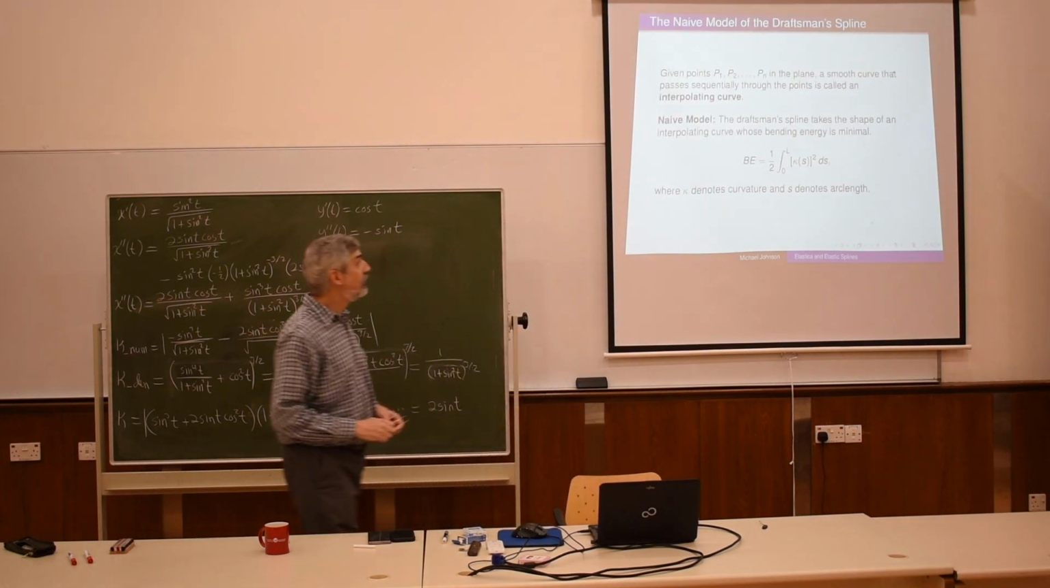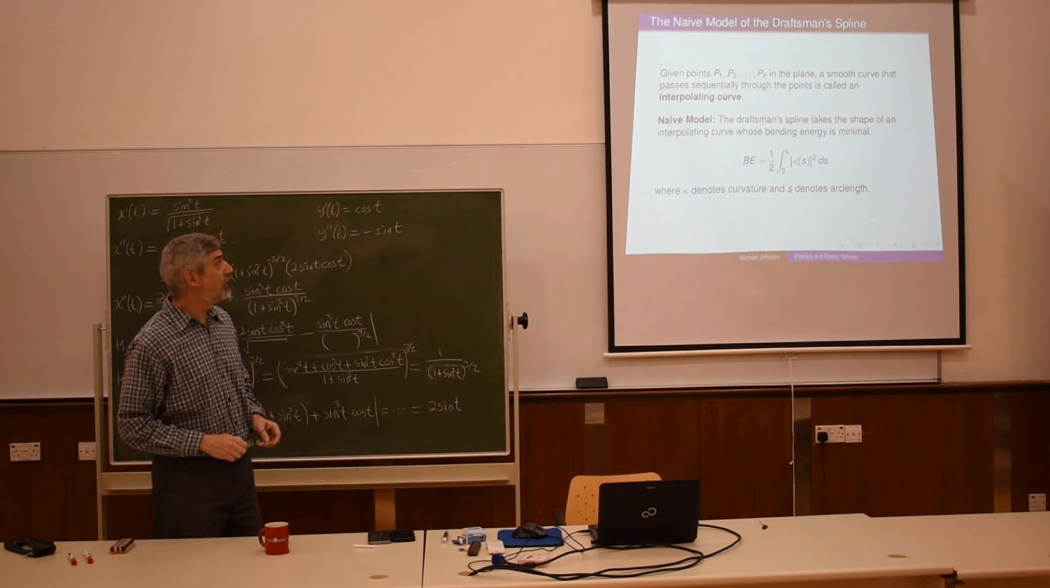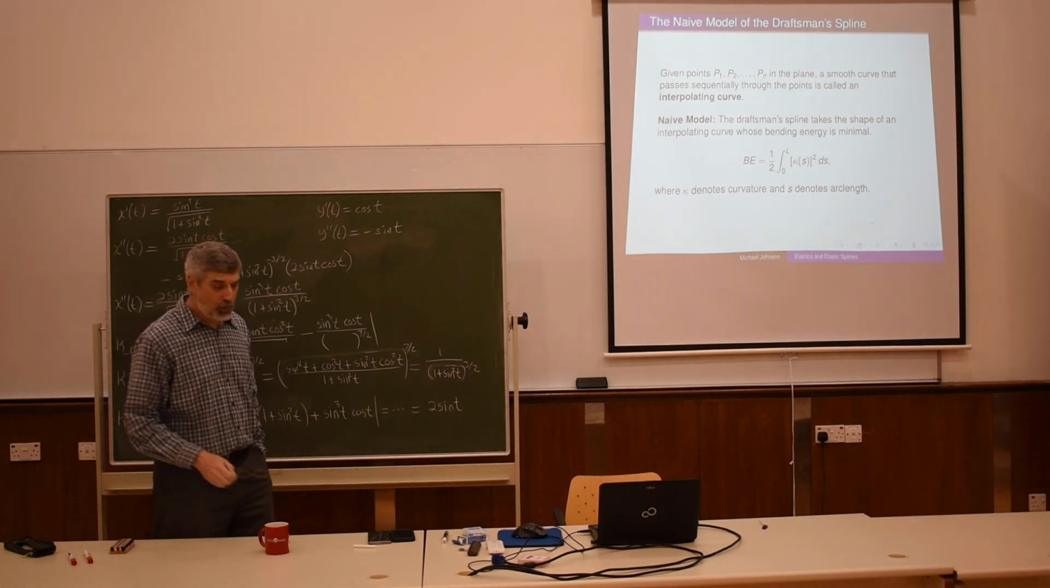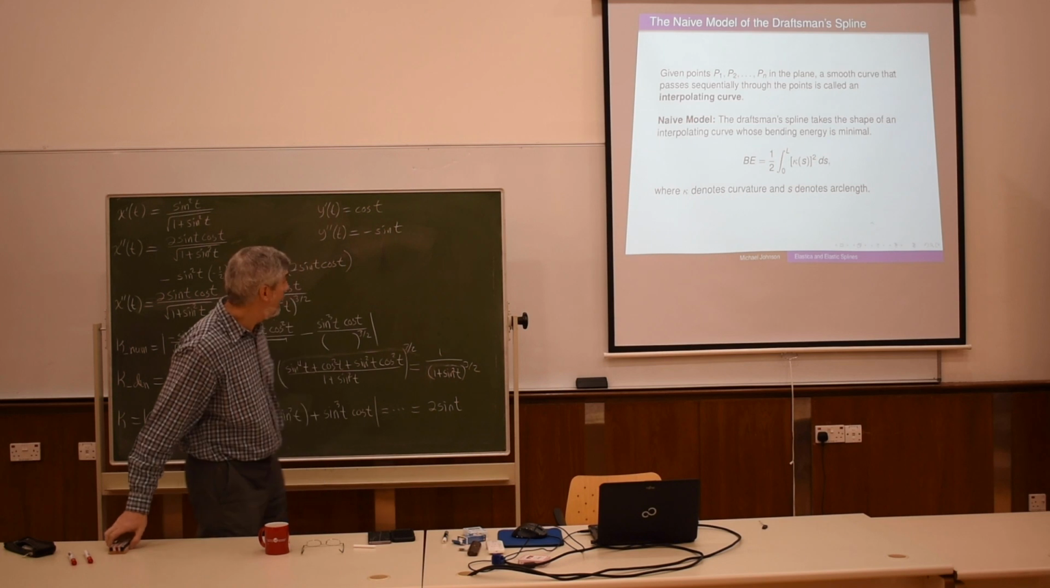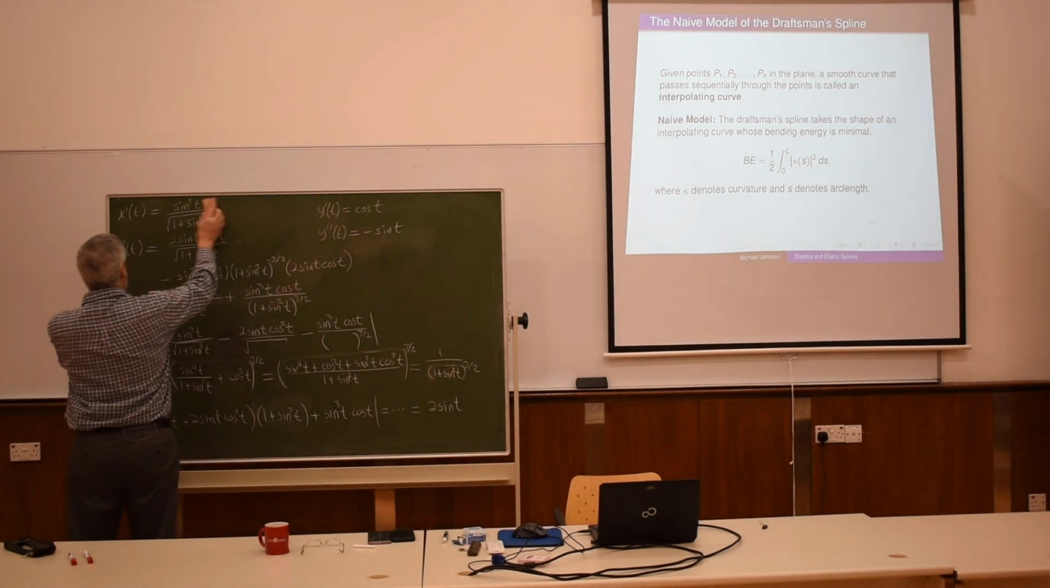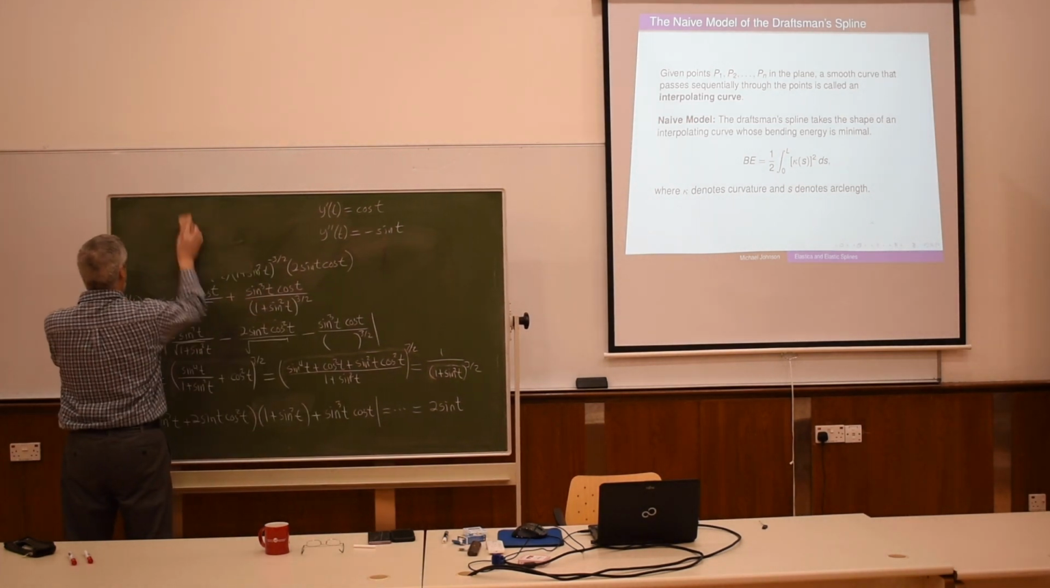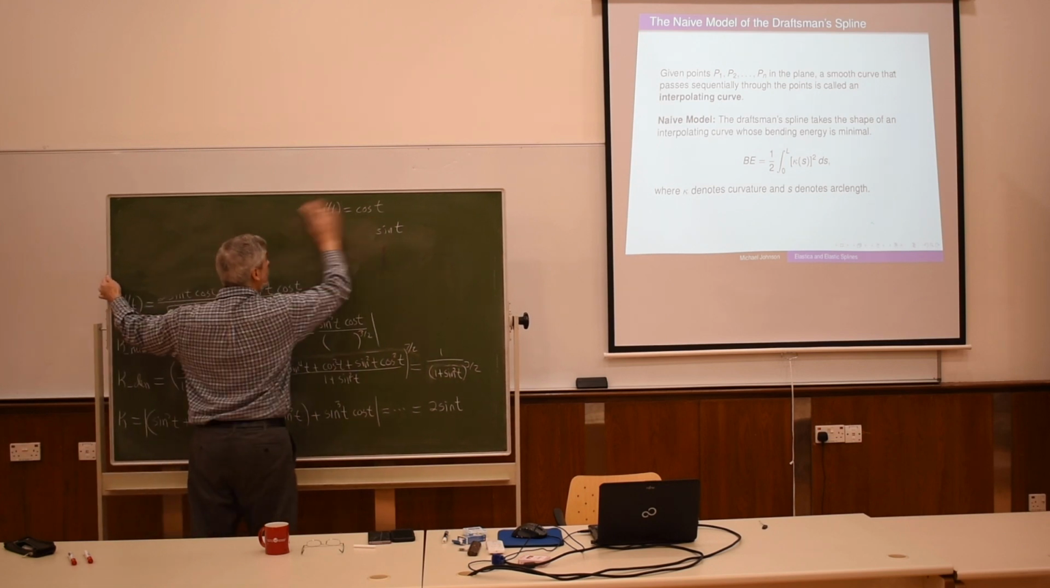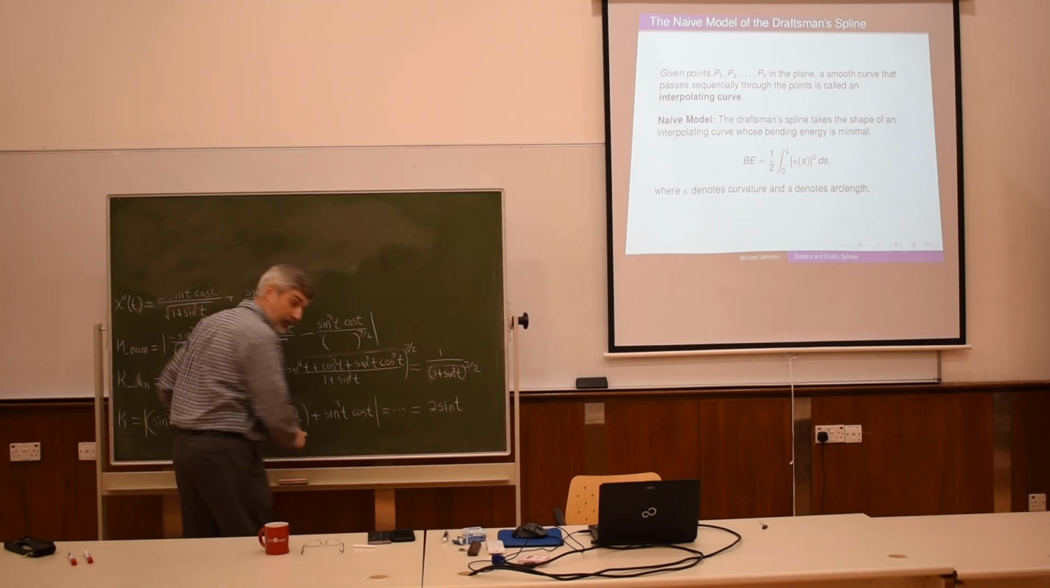Now, here's the naive model of the draftsman spline. So you're given points in the plane. Need to have some points in the plane, I think.